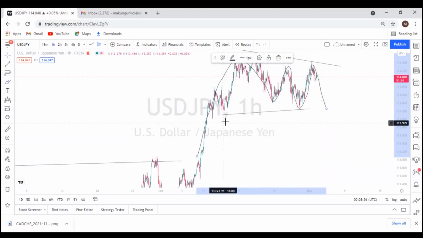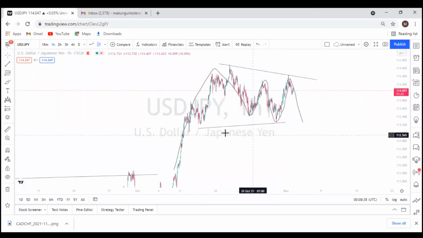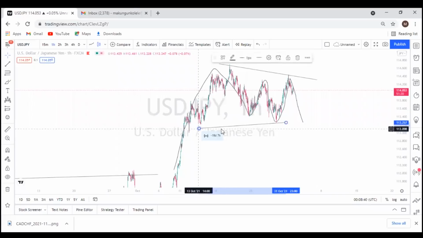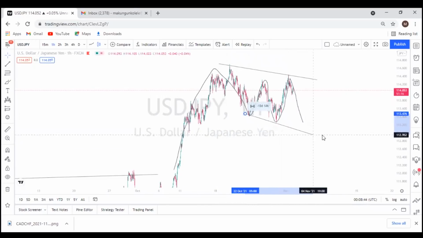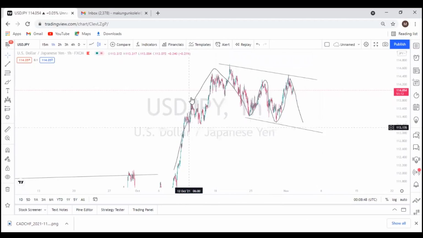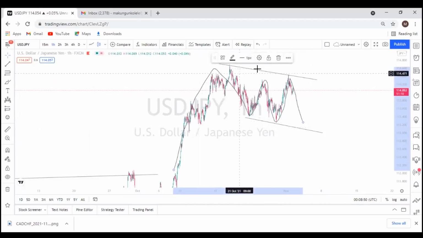Just like that. I'm saying this because this will help us to spot our first touch. So this was our first touch and not this. So let me just remove this.